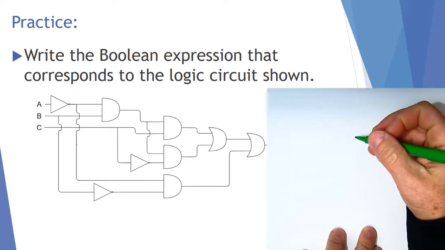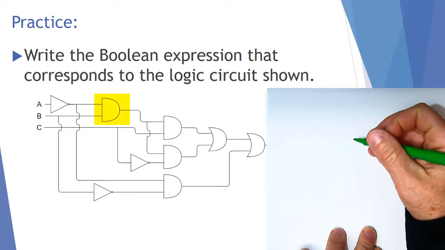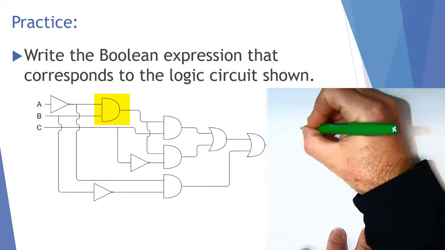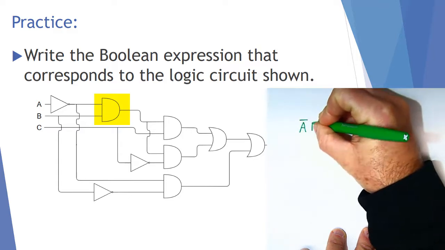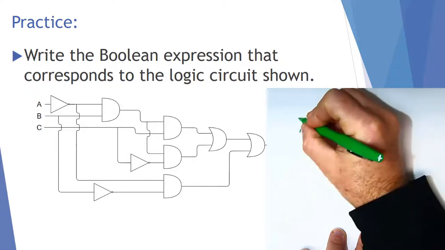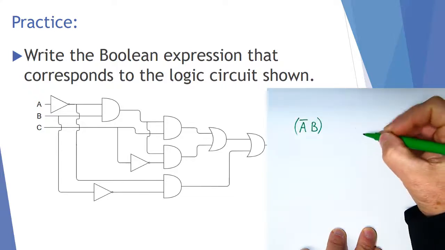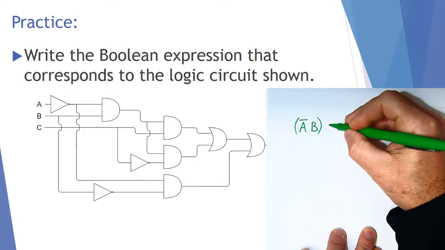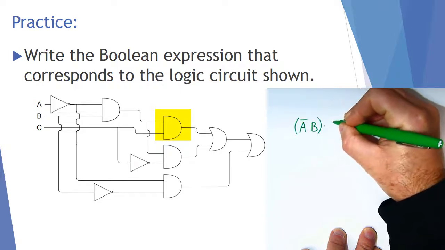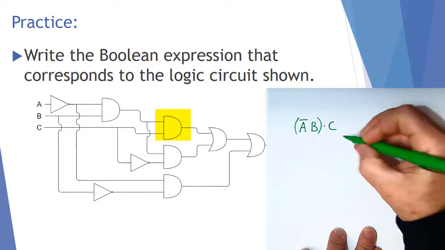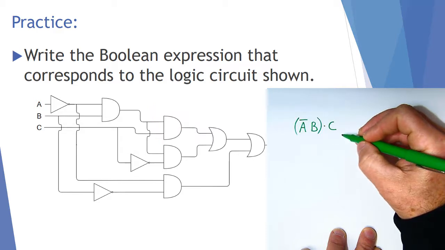Okay, well, let's start at the beginning here. We have an AND gate that's fed by the negation of A and B. So we can start by saying the negation of A times, or AND, B. And we're going to do more with that, so we'll put it in parentheses. Now that output feeds another AND gate whose other input is C. So we can say not A and B and C. And at this point, what we have covers the shaded region on your logic circuit shown.